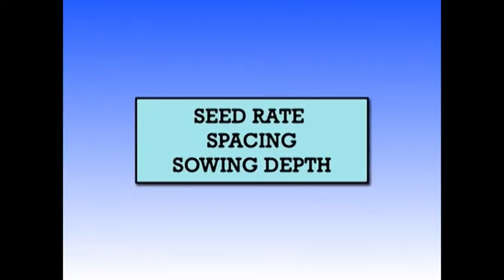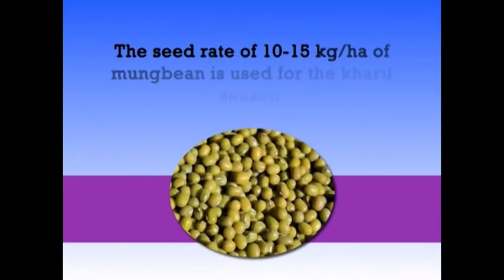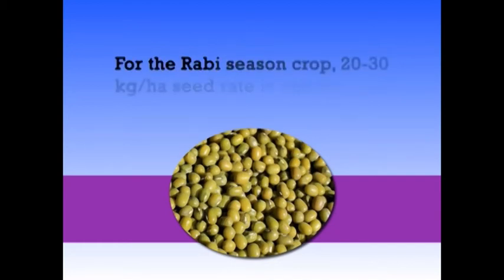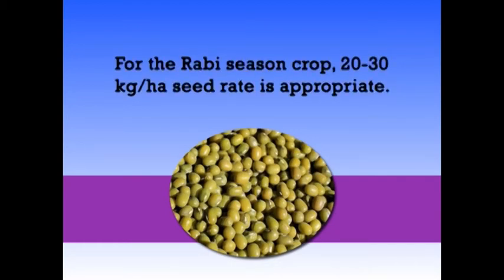Next we have seed rate, spacing and sowing depth. Generally, a seed rate of 10 to 15 kg per hectare of mungbean is used for the Kharif season. However, for the Rabi season crop, a 20 to 30 kg per hectare seed rate is appropriate.